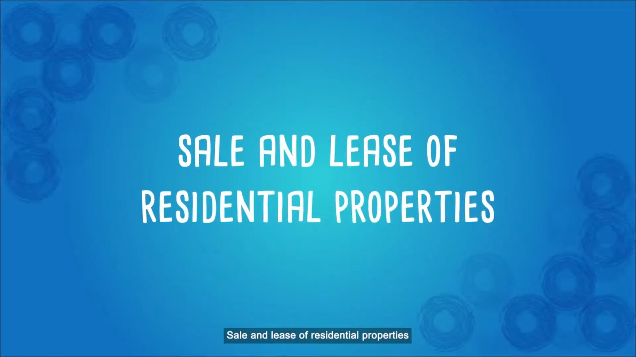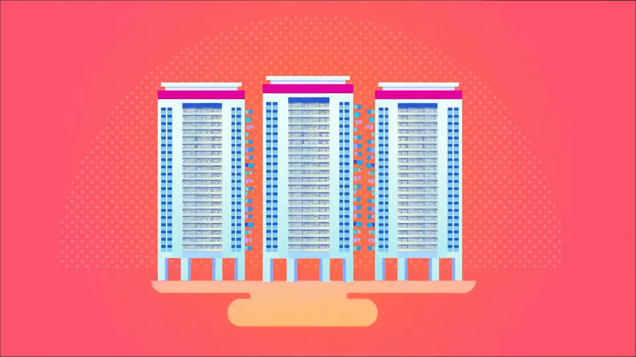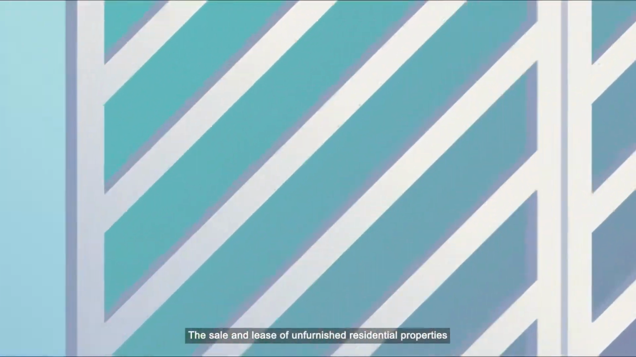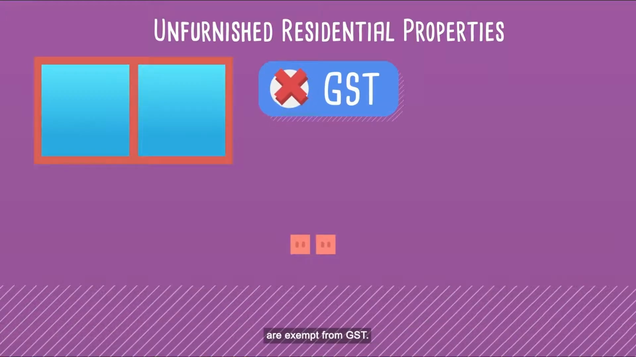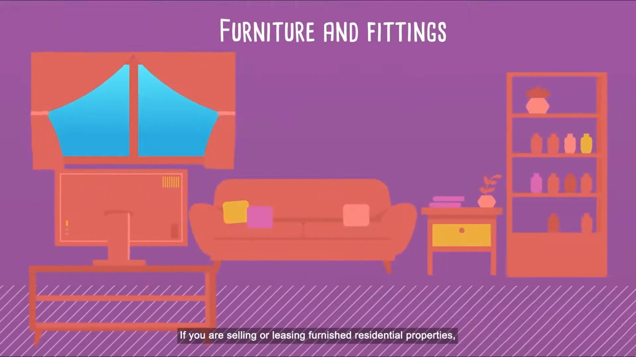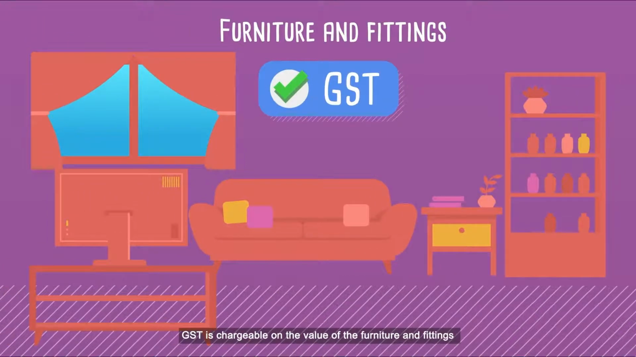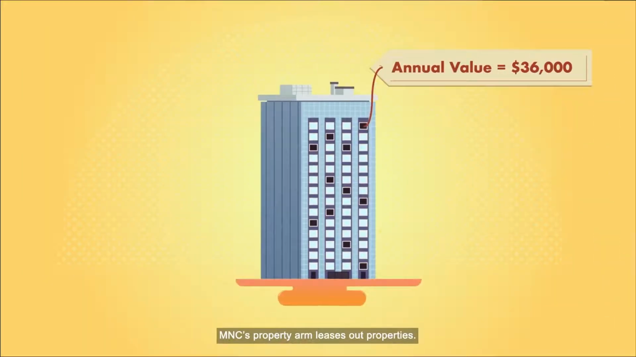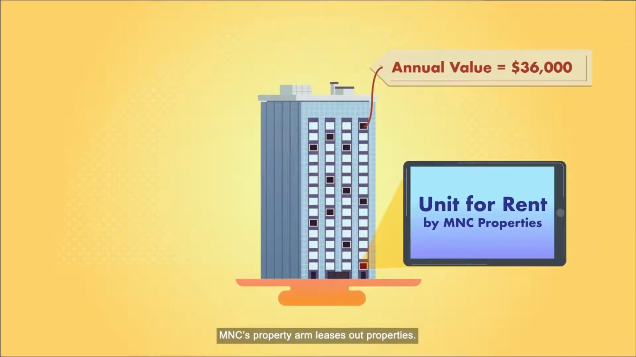Sale and lease of residential properties. The sale and lease of unfurnished residential properties are exempt from GST. If you are selling or leasing furnished residential properties, GST is chargeable on the value of the furniture and fittings in the residential property. MNC's property arm leases out properties.